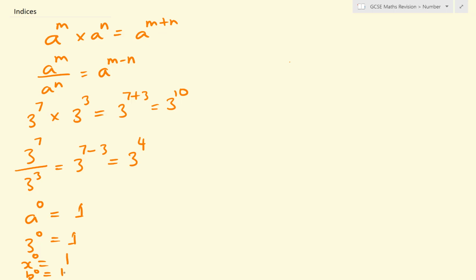Now let's have a look at an exam style question. So if we have 3 to the power of 8 times by 3 divided by 3 to the power of 4. Now you probably noticed this 3 here doesn't have any powers. When a number doesn't have any powers on it, we always know that it has a 1. So what you can do is just write that 1 there so that you don't get confused later on.